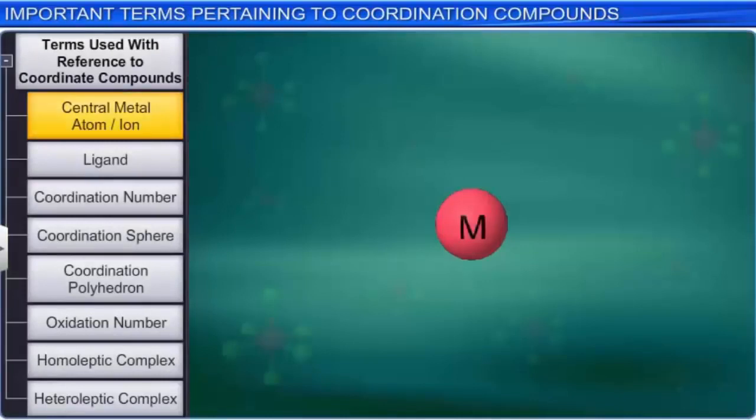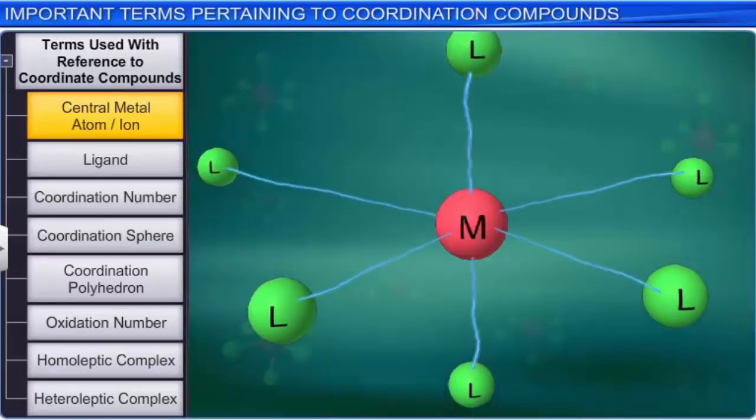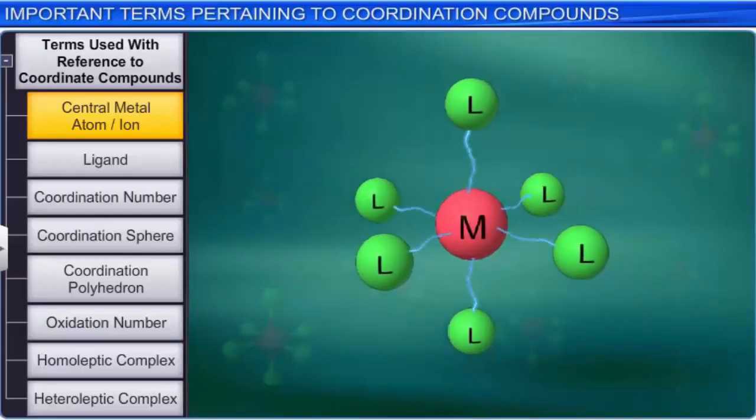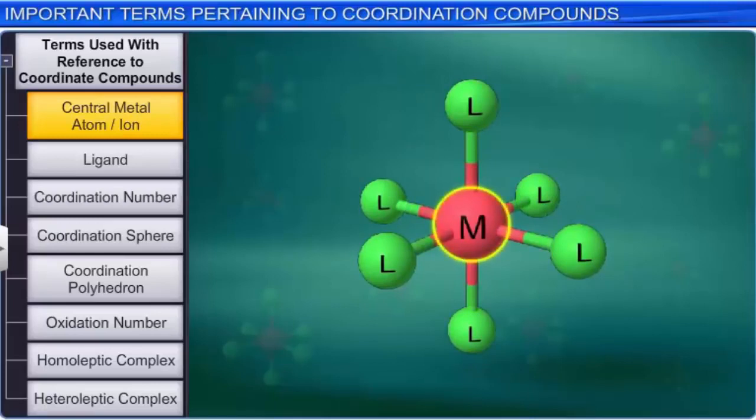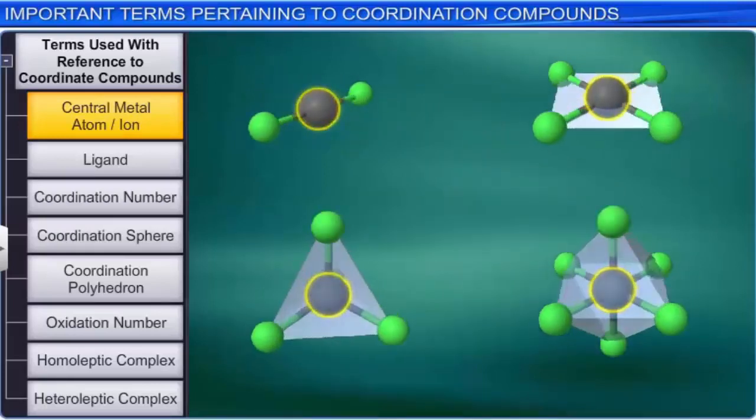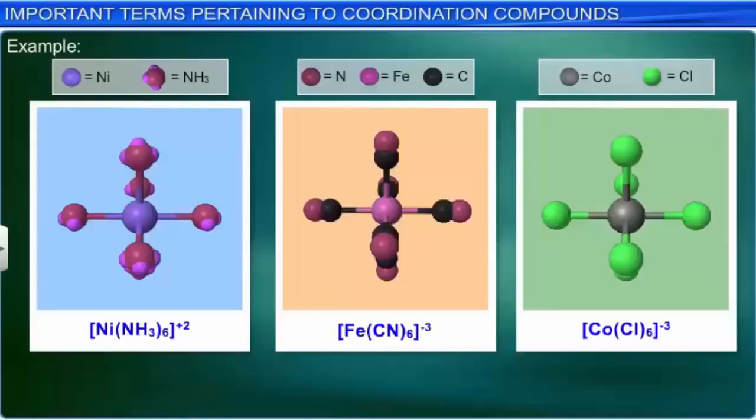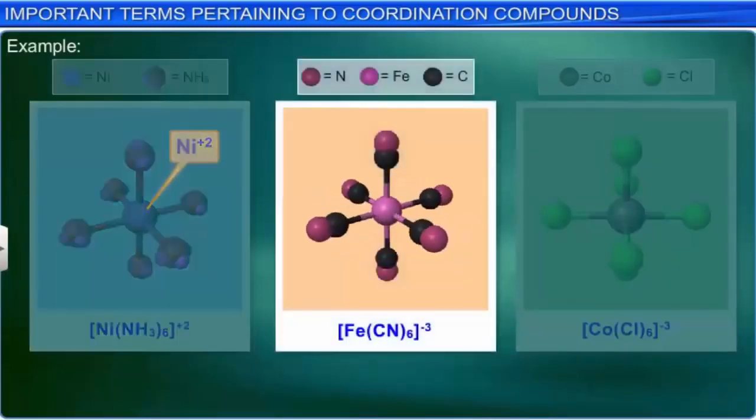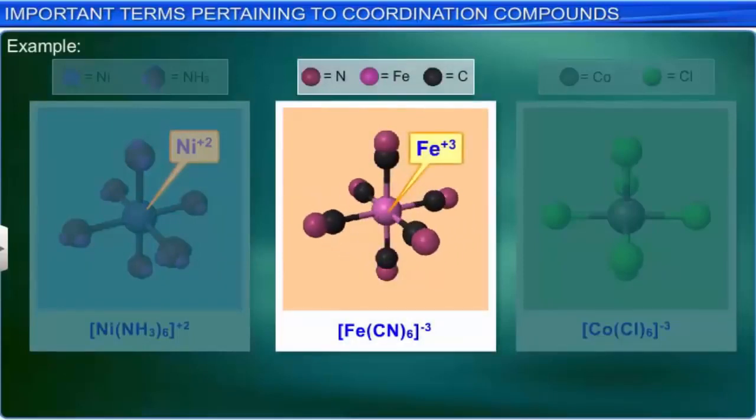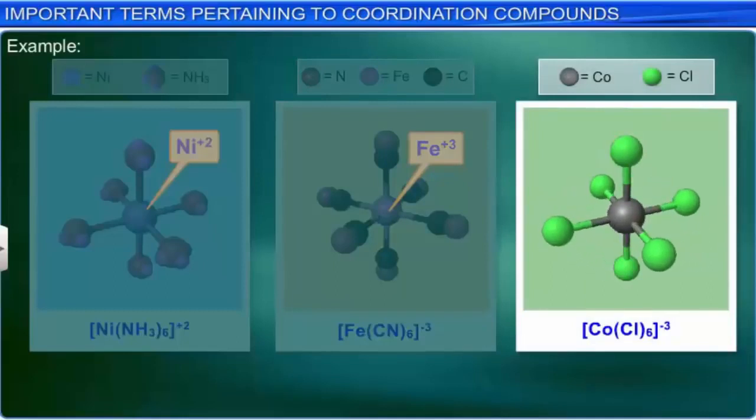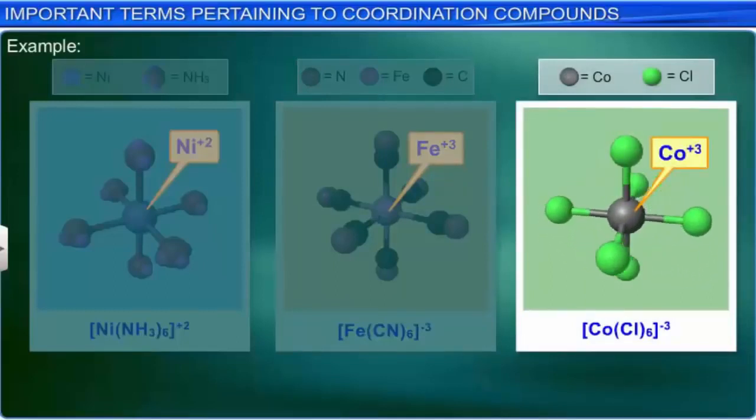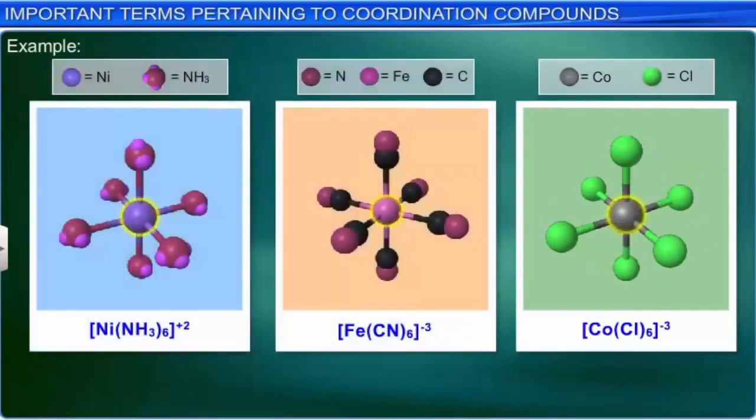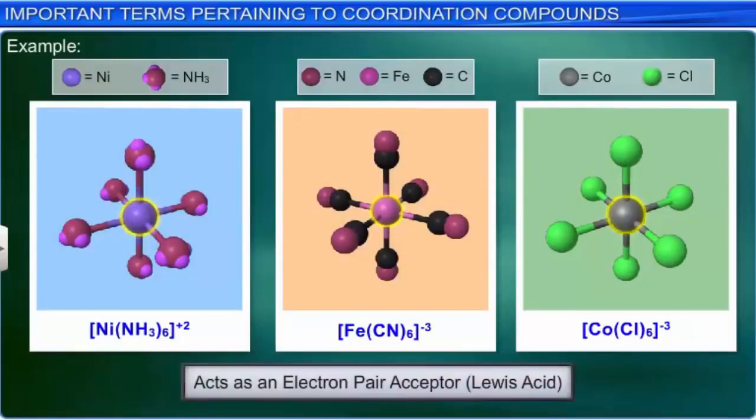The first term is central metal atom or ion. The atom or ion to which one or more neutral molecules or anions are attached in a definite geometrical arrangement around it is called the central atom or ion. For example, the central metal ion in [Ni(NH3)6]2+ is Ni2+, in [Fe(CN)6]3- is Fe3+, and in [CoCl6]3-, it is the Co3+ ion. As the central metal atom or ion acts as an electron pair acceptor, it is also referred to as a Lewis acid.